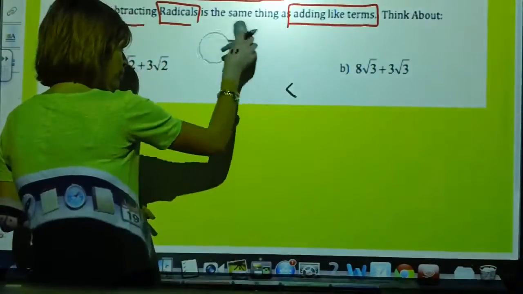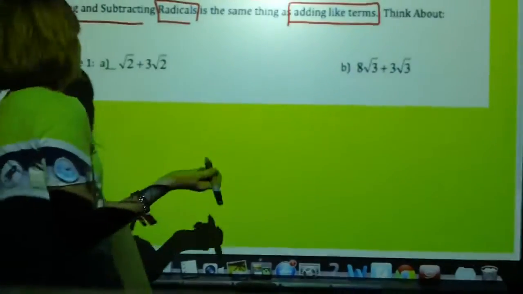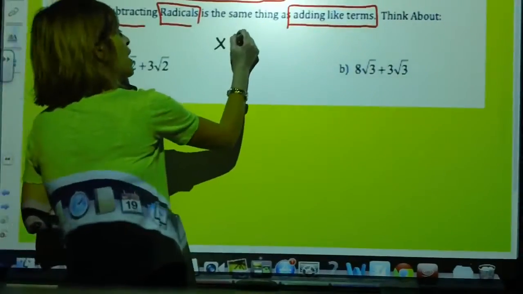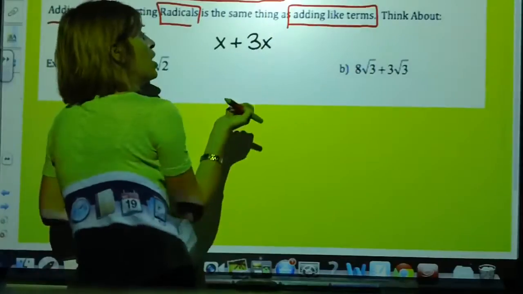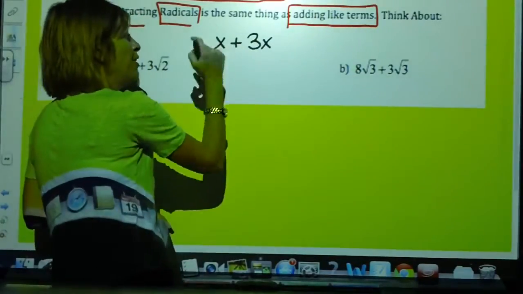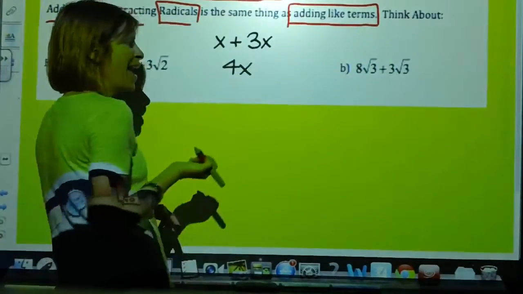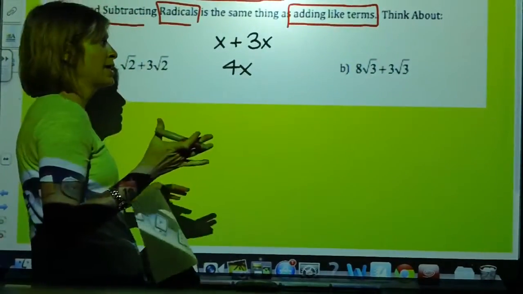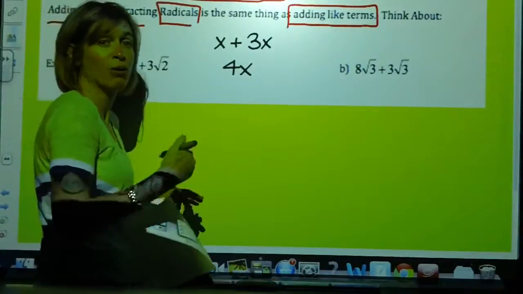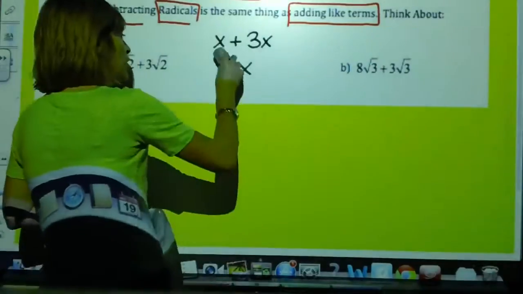All right, so let's talk about what we would do with like terms. If I gave you x plus 3x, well, they're like terms, so you can add them together. So you add the numbers, the constants, but you never change the x. You don't multiply the exponents and make it x squared. That would be power times power. That would be multiplying exponents. All right, so we're going to do the same thing.